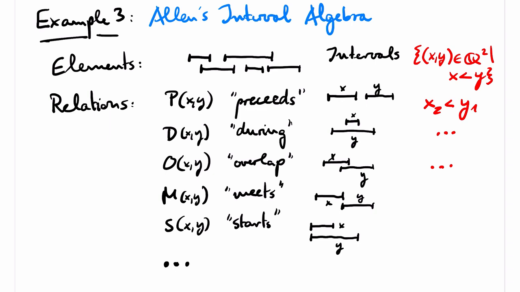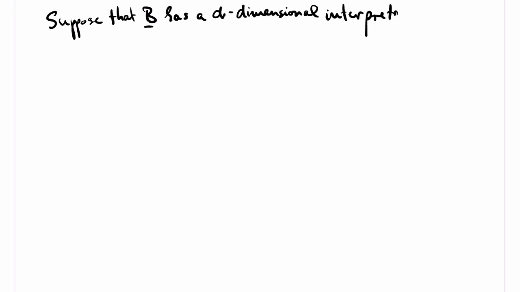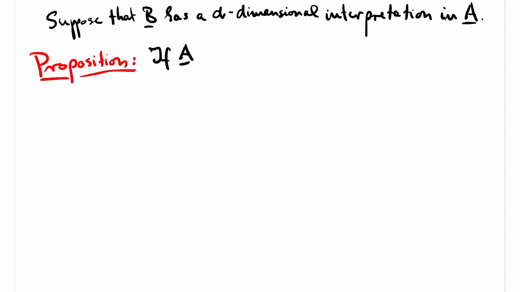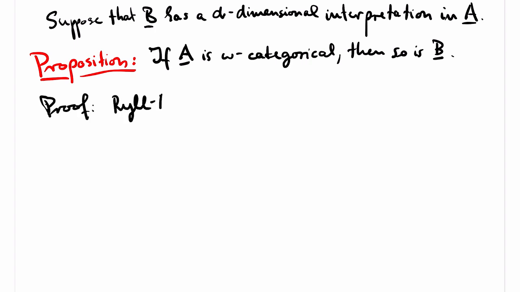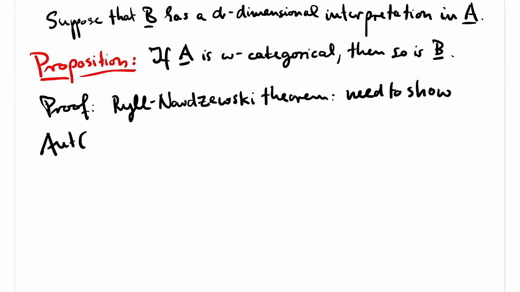I already mentioned that if B has an interpretation in A, then B often inherits properties of A. An example of this type is the property of omega-categoricity. Suppose that B has a d-dimensional first-order interpretation in A. Then it holds that if A is omega-categorical, then B is omega-categorical. This is straightforward from the characterization of omega-categoricity of countable structures in terms of their automorphism groups, from the theorem of Ryll-Nardzewski.